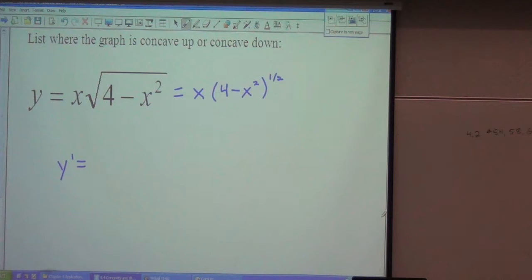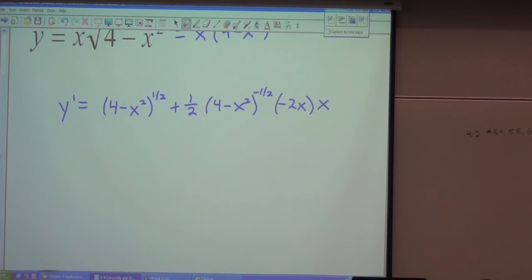We just have to go about doing the product. The derivative of x is 1, multiplied by (4 minus x squared) to the half. Add to that the derivative of (4 minus x squared) to the half, which would be 1 half times (4 minus x squared) to the negative 1 half, times negative 2x. That's the derivative of this, and I can multiply that by x. So you can already tell this one looks like it's going to get messy for the second derivative.